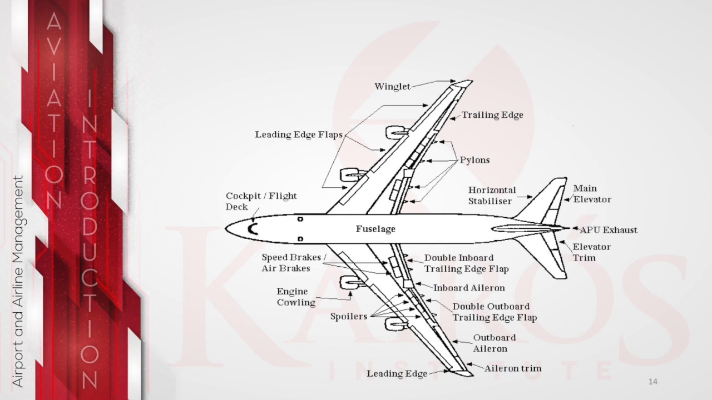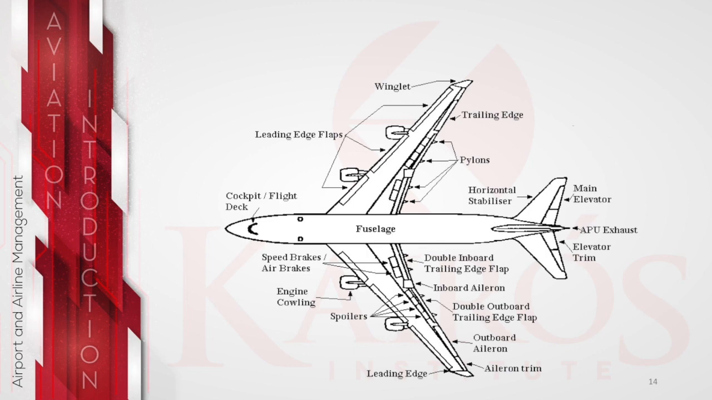Here is a bird's eye view diagram. Towards your extreme left, there is the cockpit or the flight deck, which is also known as the nose of the aircraft. And towards your extreme right, or rather the tail of the aircraft, is the horizontal stabilizer, the main elevator, APU exhaust, and the elevator trim. The cylindrical tube that runs from the nose to the tail of the aircraft is called the fuselage.